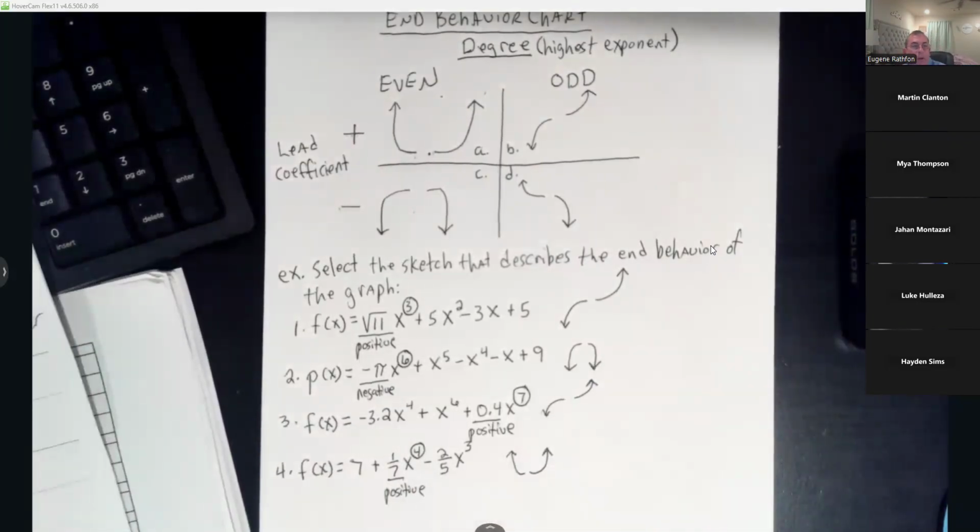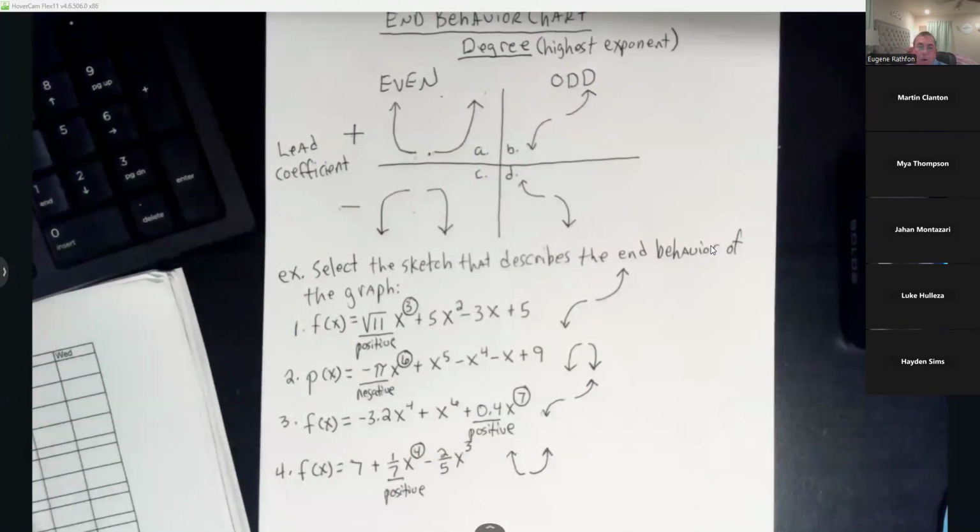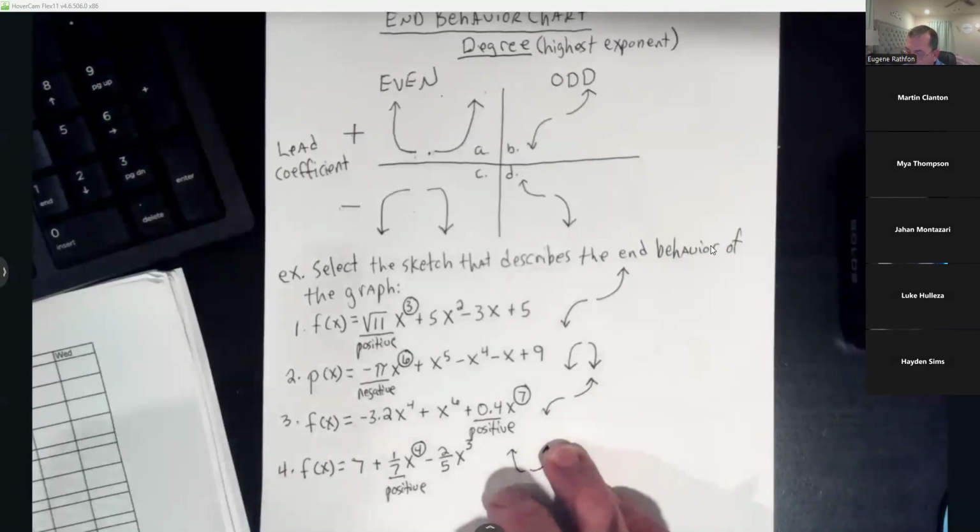So y'all, that's the trick on the first 4. Find your highest exponent and then the number in front of that highest exponent, and get your columns and your rows what you need, and pick your sketch that you need, okay?